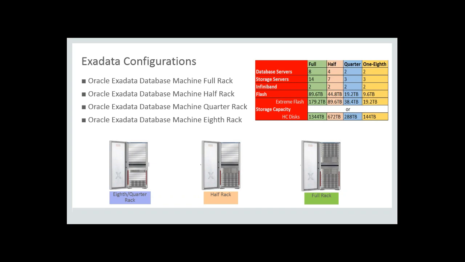The only restriction is that initially you have to buy a minimum of 2 database servers and 3 storage servers. That means it should be a quarter rack or 1/8 rack kind of configuration. Then only can you add as many database servers as you want, or as many storage servers as you want, or as many Exadata machines as you want to connect.